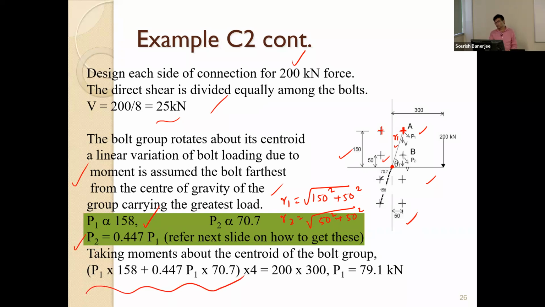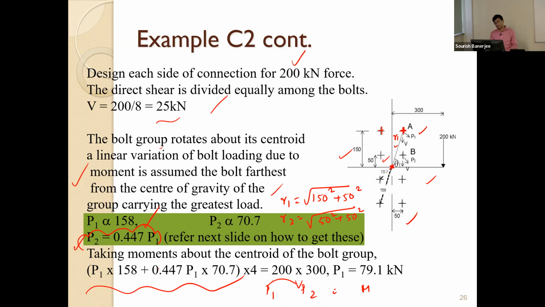So you take moment of all the forces about the centroid of the group. And then what will happen? You will have P1, P2, etc. equals the bending moment. That means unless you know the relationship between P1 and P2, you cannot solve the problem. It will become a statically indeterminate problem when you are calculating how the moment will be carried by the bolts. And that's why we make this assumption, which gives us a relationship between P2 and P1.